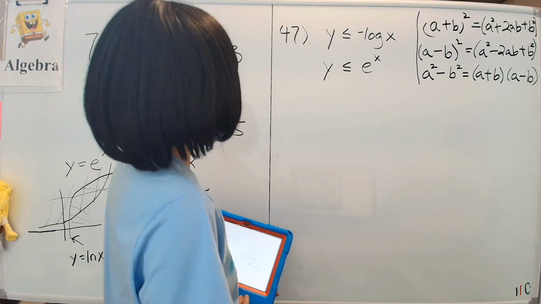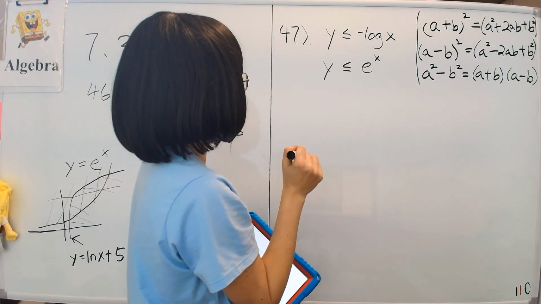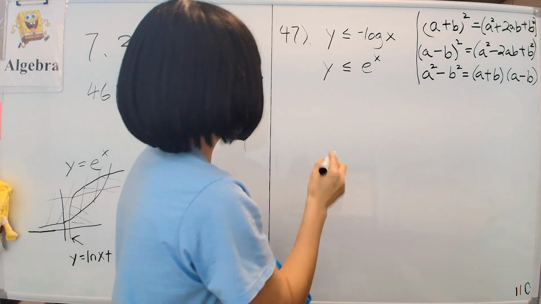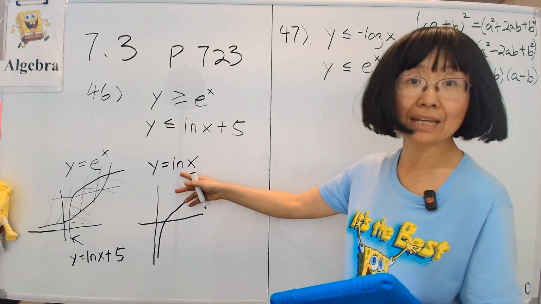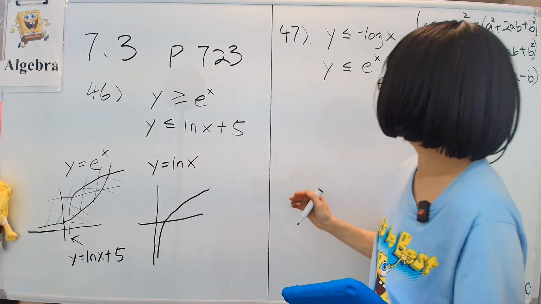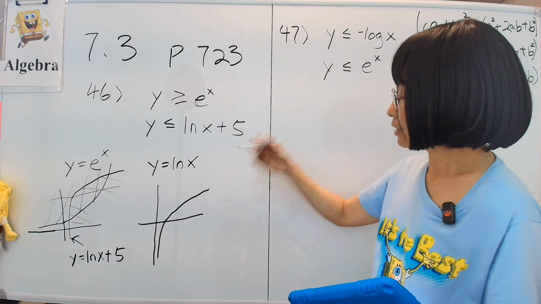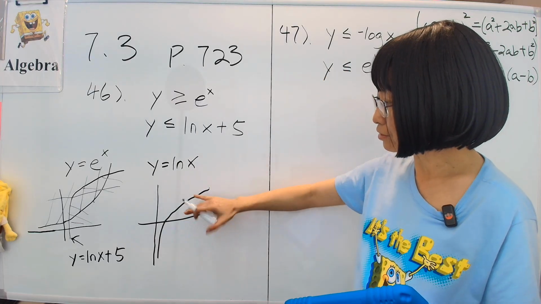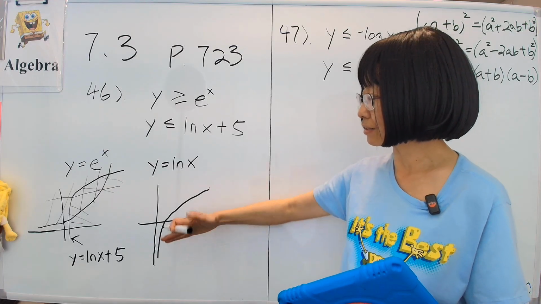All right, next let's consider problem 47. We have y less than or equal to negative log of x. Well, first, y equals log of x looks like this. Okay, this is a natural log, but they all look about the same. Okay, something like that. And so this one's negative. Negative means you flip it around. What used to be positive is now down here. So imagine the graph being flipped like this.